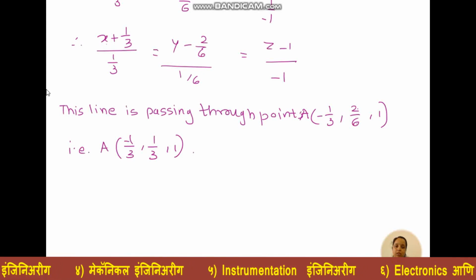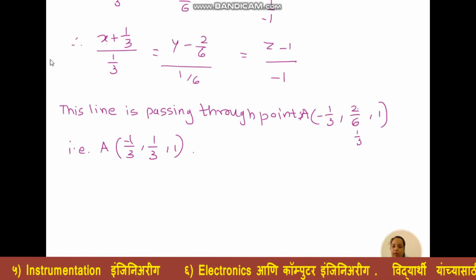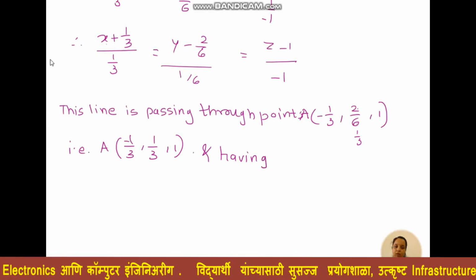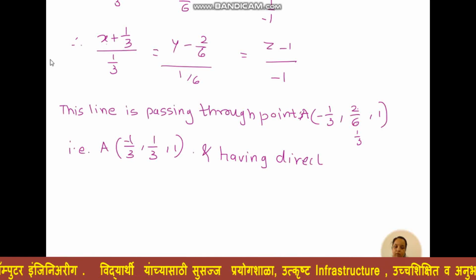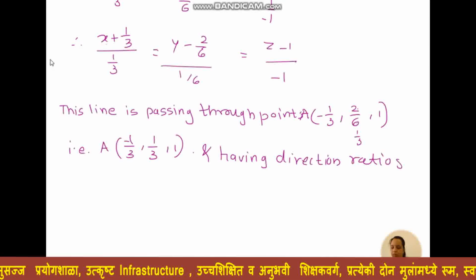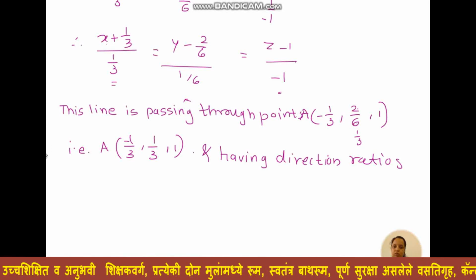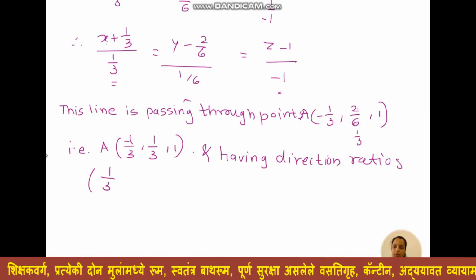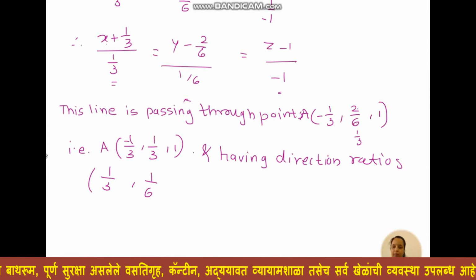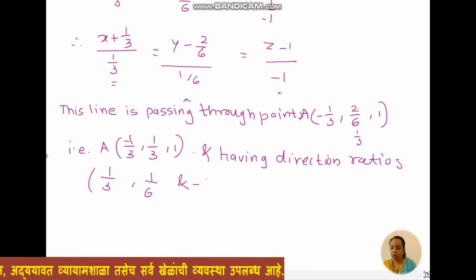This 2 upon 6 can be written as 1 upon 3. So we have written it here, and having direction ratios, the denominators are direction ratios. So direction ratios are 1 upon 3, 1 upon 6 and minus 1.